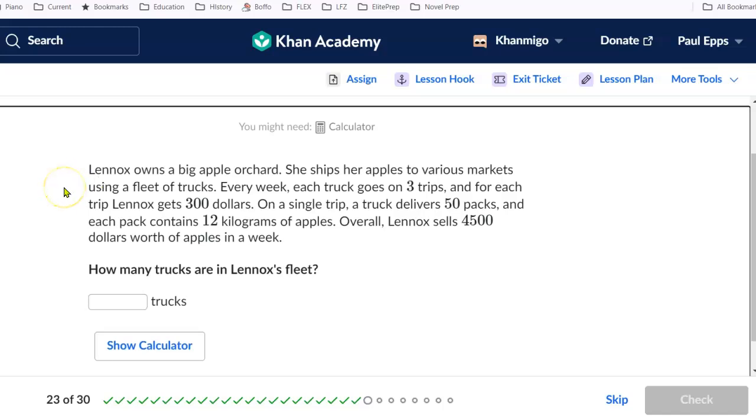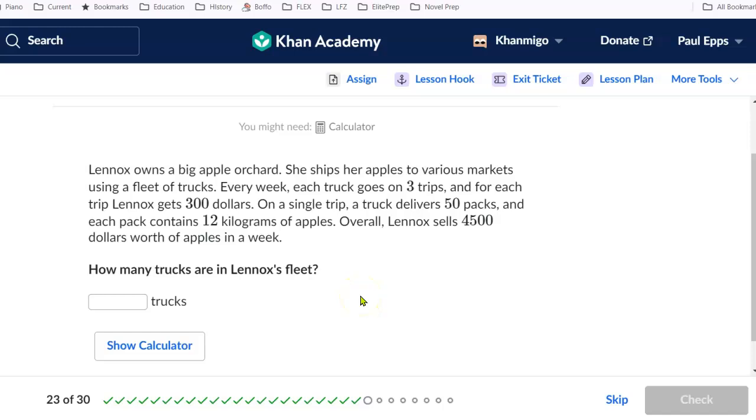Lennox owns a big apple orchard. She ships her apples to various markets using a fleet of trucks every week. Each truck goes on 3 trips. For each trip, Lennox gets $300. On a single trip, a truck delivers 50 packs, and each pack contains 12 kilograms of apples. Overall, Lennox sells $4,500 worth of apples in a week. Huh, it's not bad.